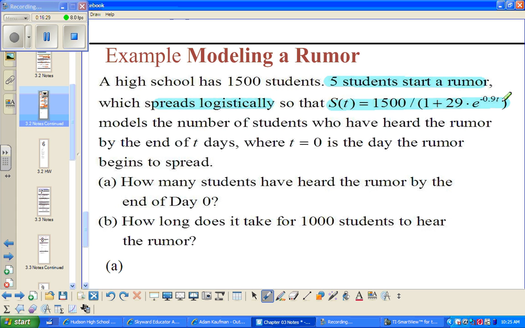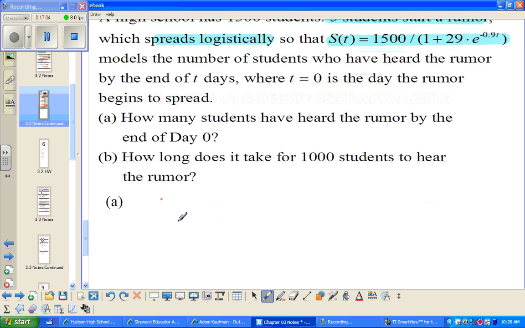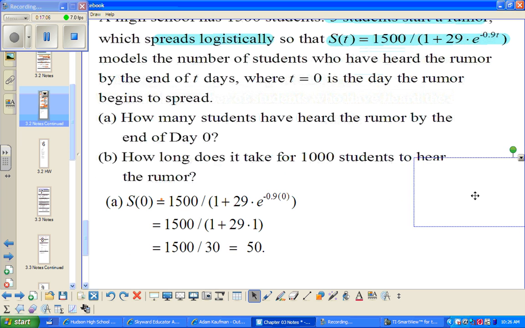And then the first question is, how many students have heard the rumor by the end of day 0? This kind of helps you get an idea of how this equation is set up. Well, by the end of day 0, that's when t equals 0. So to get that answer, you're going to take 1,500 divided by 1 plus 29 times e to the negative 0.9 times 0. Well, e to the 0 is going to be 1, so it's 1,500 divided by 30. So that was the easy problem.